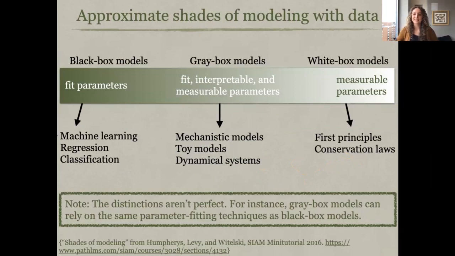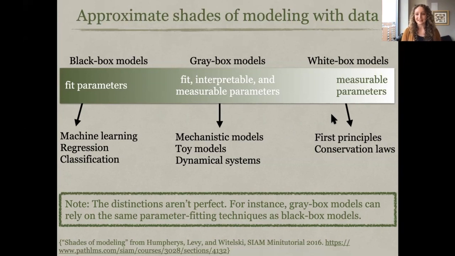All right, this slide is an overview of different ways of thinking about modeling and working with data in models, based on a nice presentation by Humphreys, Levery, and Patelski. They think of models as living on a spectrum, where black box models are models that just fit parameters, gray box models are models where maybe you fit the parameters but they're somewhat interpretable, and maybe you measure some of the parameters. And then white box models are models where all the parameters are fully measurable. You're looking at things like temperature, which you can immediately measure.